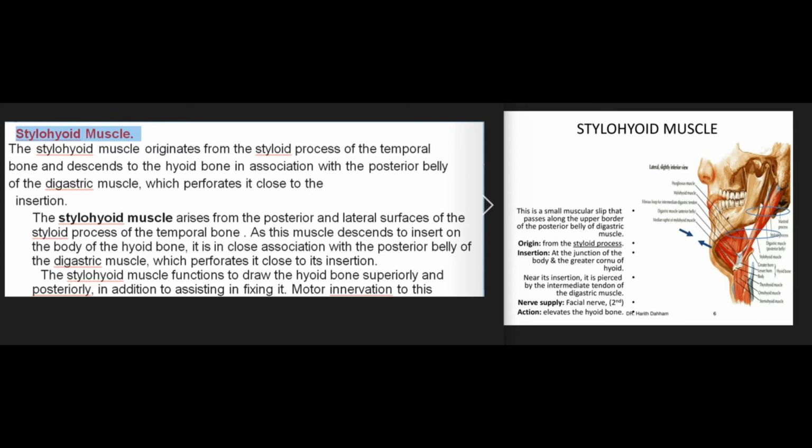The stylohyoid muscle arises from the posterior and lateral surfaces of the styloid process of the temporal bone. As this muscle descends to insert on the body of the hyoid bone, it is in close association with the posterior belly of the digastric muscle, which perforates it close to its insertion. The stylohyoid muscle functions to draw the hyoid bone superiorly and posteriorly, in addition to assisting in fixing it. Motor innervation to this muscle is provided by a branch of the facial nerve that enters its mid-belly.